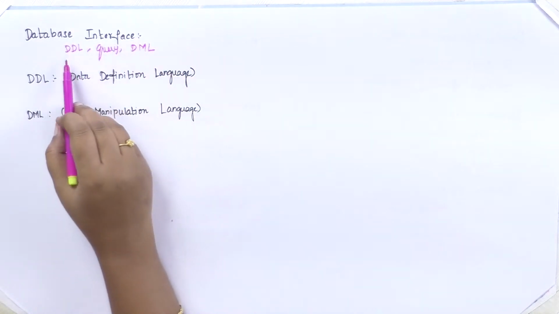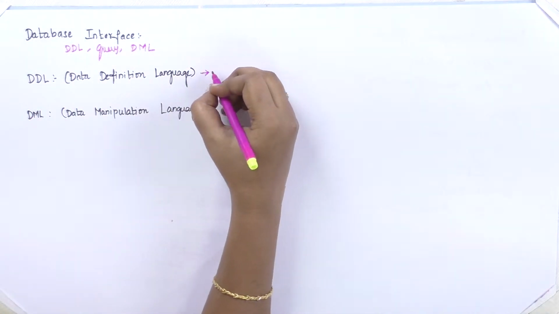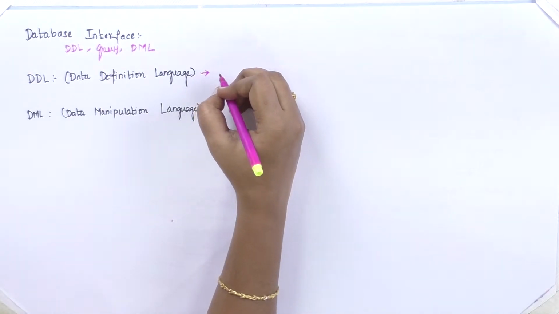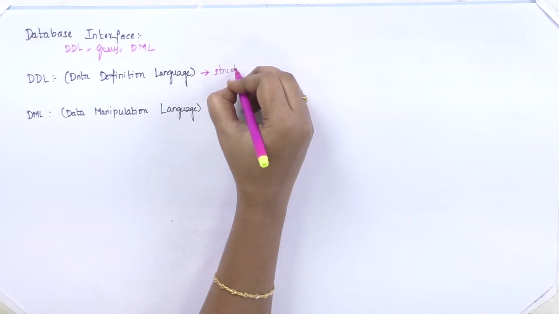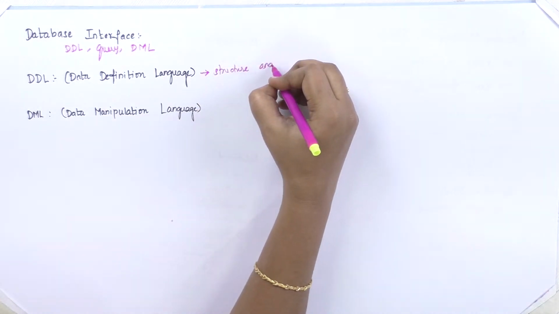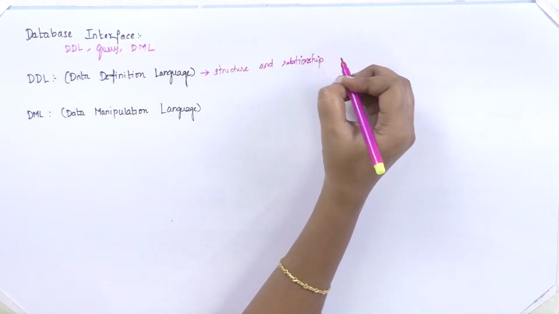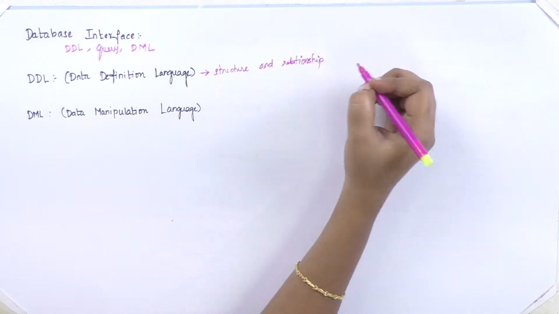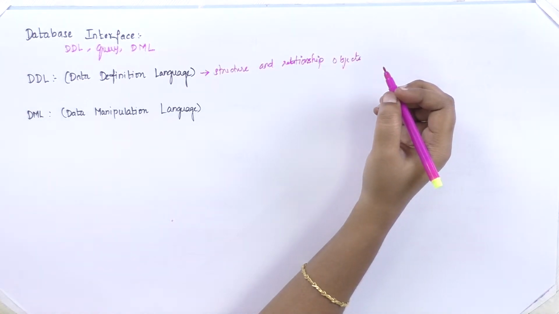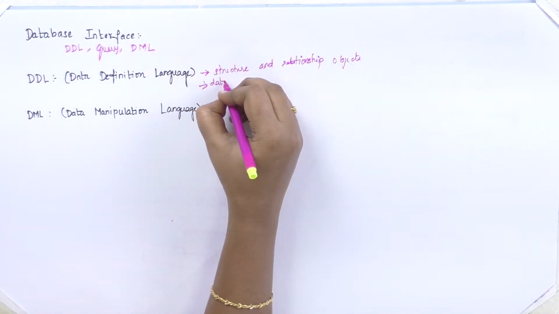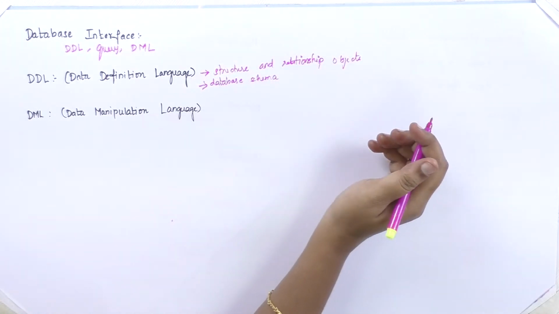Then you will see about DDL, that is data definition language. Data definition language is a language, or a structure, which is used to describe the structure and the relationship between objects. So if you have two or more objects, this DDL is used to represent the structure of the objects as well as the relationship between those objects. DDL defines the data schema. The structure you will call the database schema.